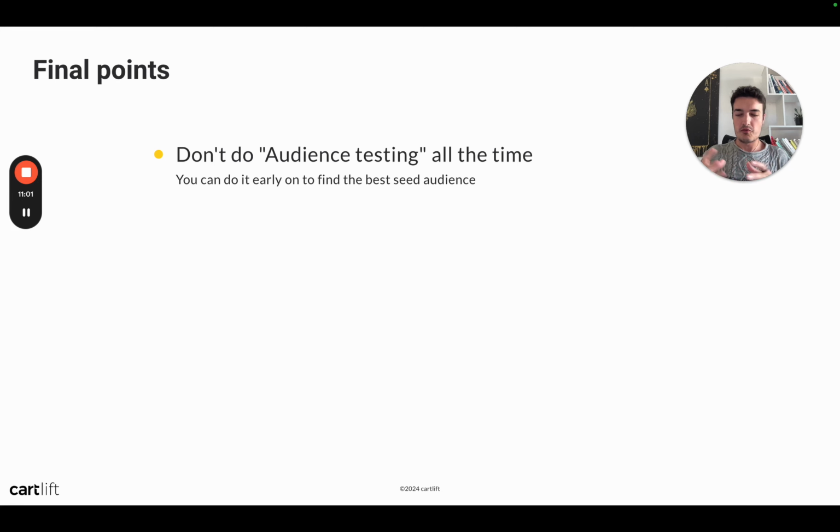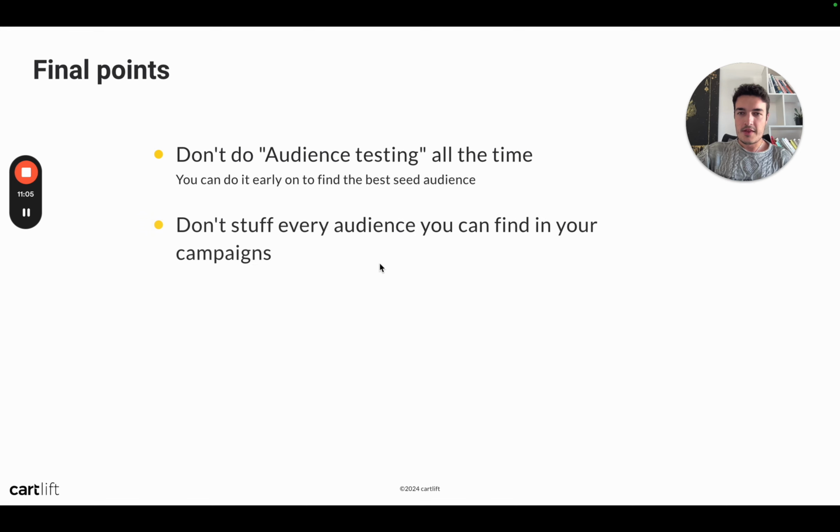Don't always just run on audiences, because Google will just go above and beyond anyway. Then, don't stuff every audience you can find in your campaigns, right? When you run a new asset group, it's very tempting to fill all the gaps and to use in-market audiences, affinity audiences, your own data, remarketing data, customer lists, custom segments, you name it.